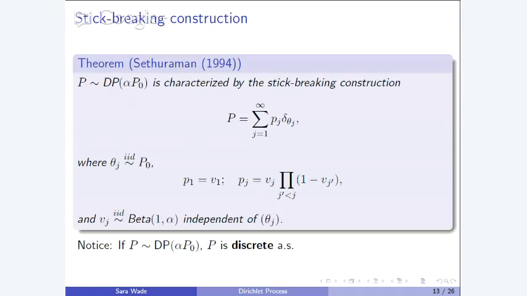And I repeat this procedure again. I take another proportion of the stick, which is V3. So the length of this piece now is V3 times 1 minus V1 times 1 minus V2. And I keep repeating this procedure. Okay, so this is the stick breaking construction of the Dirichlet process prior. So notice that this means that a sample from the Dirichlet process prior will be discrete with probability 1.